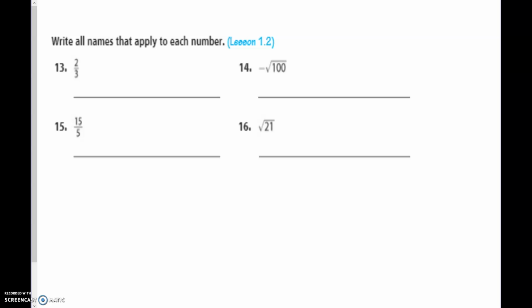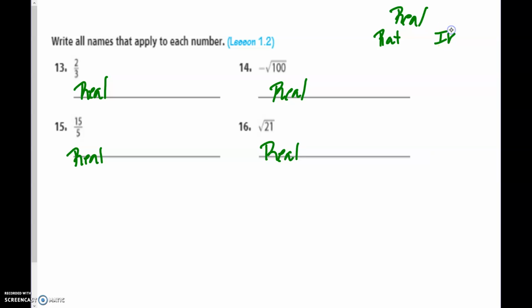All right, write all that apply. So this is when we're talking about real. Every single one of these should have the word real written by these, because every single number that we have been dealing with is a real number. Now you have to decide if it's rational or irrational. So I'm looking for pi. None of them are pi.